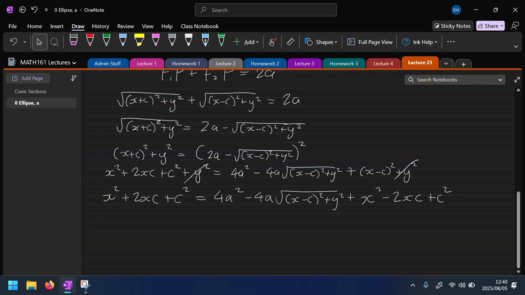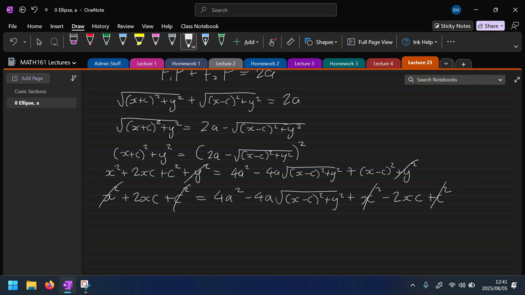Left-hand side, we have an x squared. Right-hand side, we also have an x squared, so that can go. Left-hand side, we've got c squared. Right-hand side, we also have c squared, so that can go. So we end up with this.